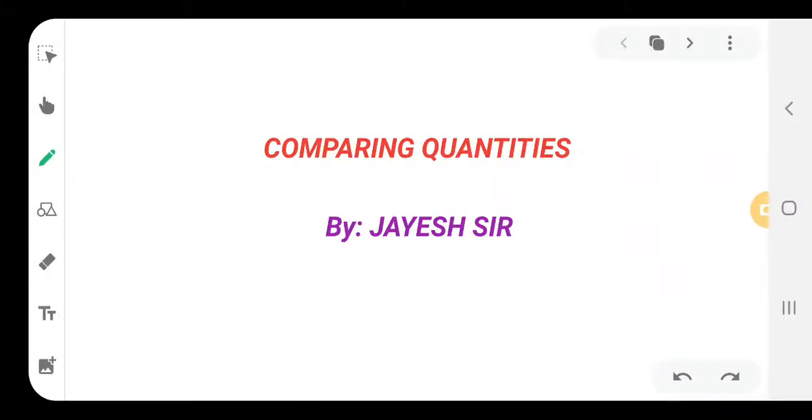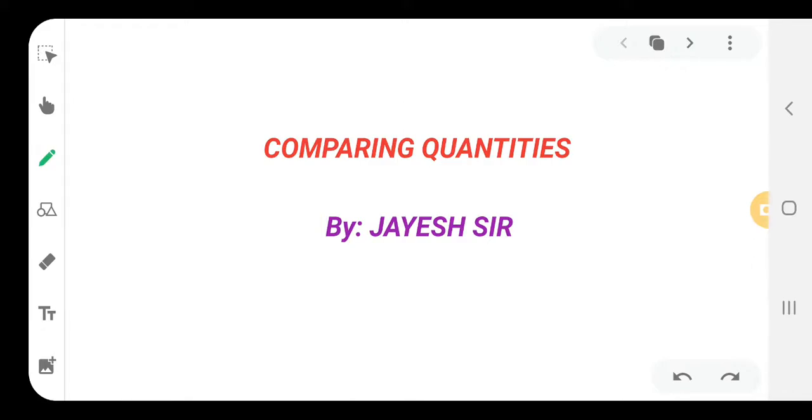Hello friends, today's topic is comparing quantities, and this is the first part of our chapter, comparing quantities. Before starting the chapter, the basic thing I would like to explain and share with you is what the chapter name indicates: comparing quantities. That means a comparison between two values should be there.